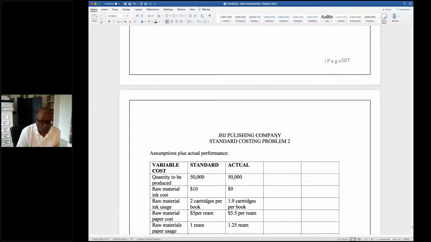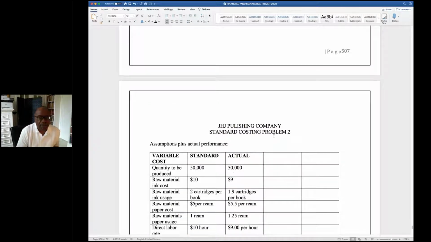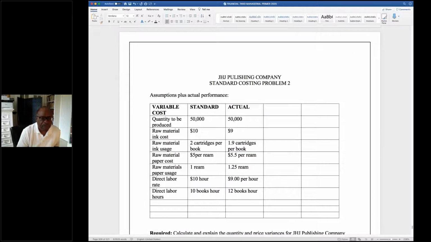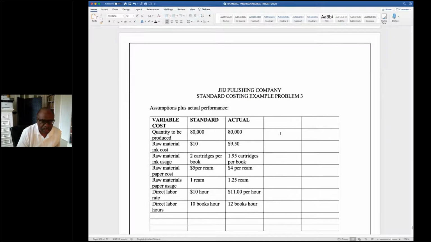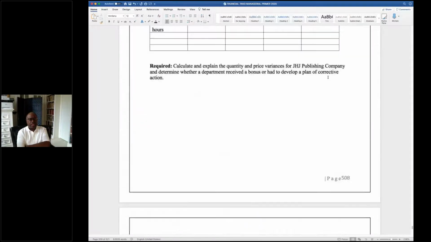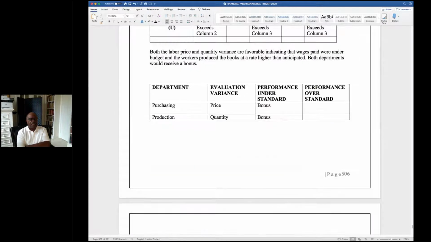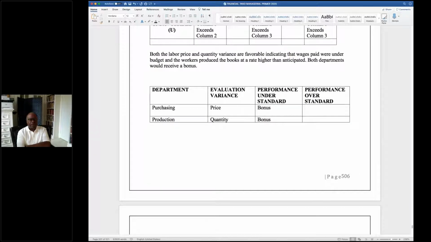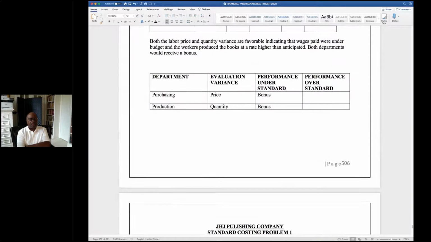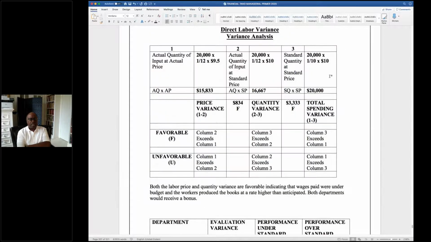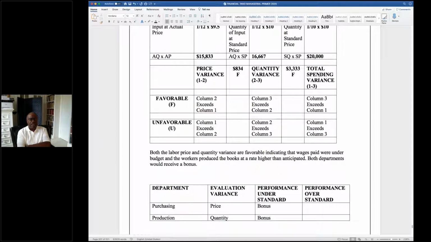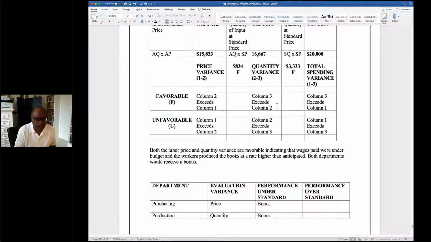Team 4 through 6, you got standard costing problem 2. And 7 and above, you got standard costing problem 3. It's a 10-point problem, not a lot of work here, but it moves you into, when you're running a company, the importance of studying actual performance with standard and having this table prepared to determine price and quantity variances. So there's always a price variance, there's always a quantity variance, and you got to control it.